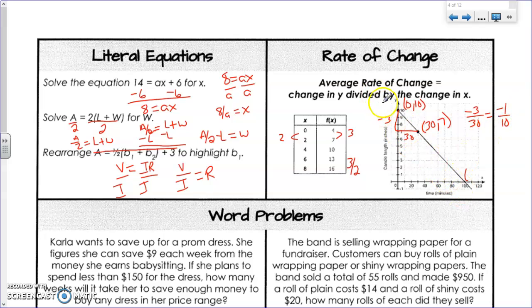I knew it was negative. It was slanting to the left. Or I could have done 7 minus 10, and then 30 minus 0. So that would give me negative 3 over 30, and then negative 1/10.